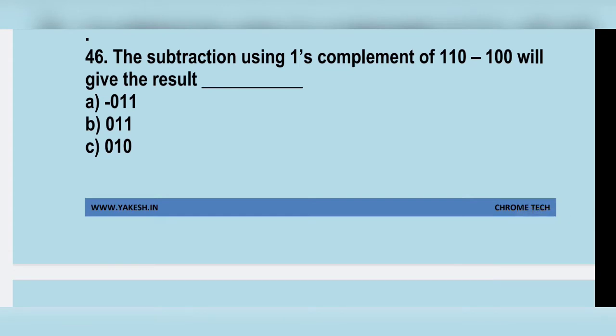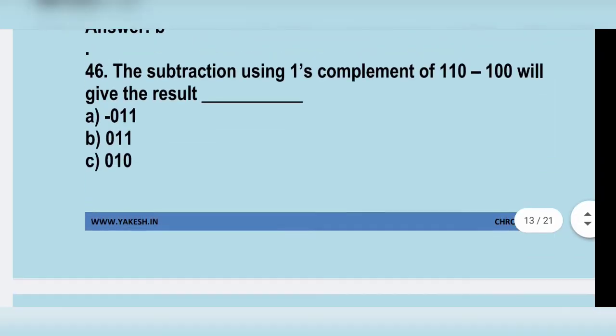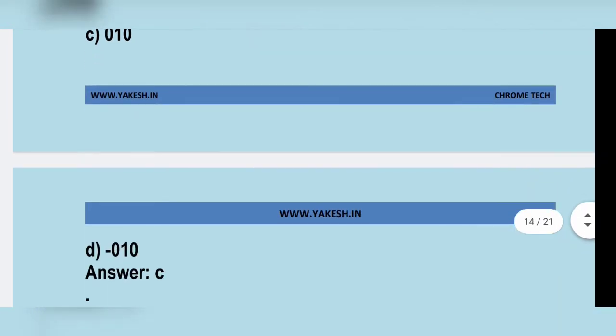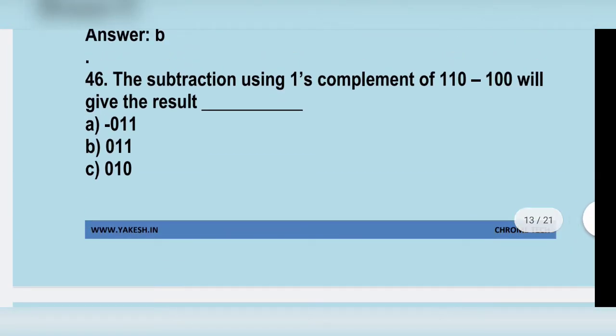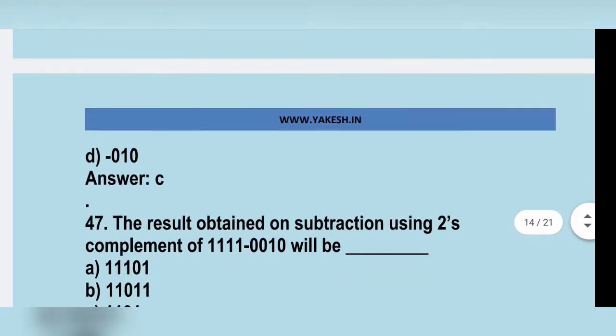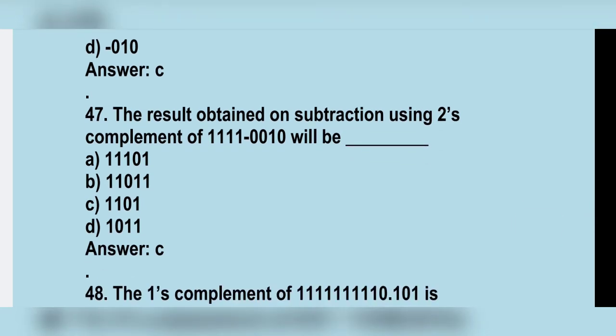The subtraction using 1's complement, 110 minus 110, subtraction 100, will give the result. Option C is the correct answer. The result obtained on subtraction using 2's complement of 1111 minus 0010 will be option C. 1101 is the correct answer.